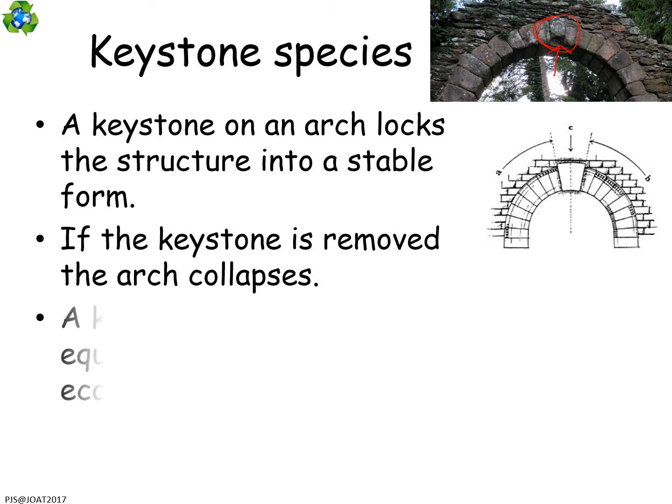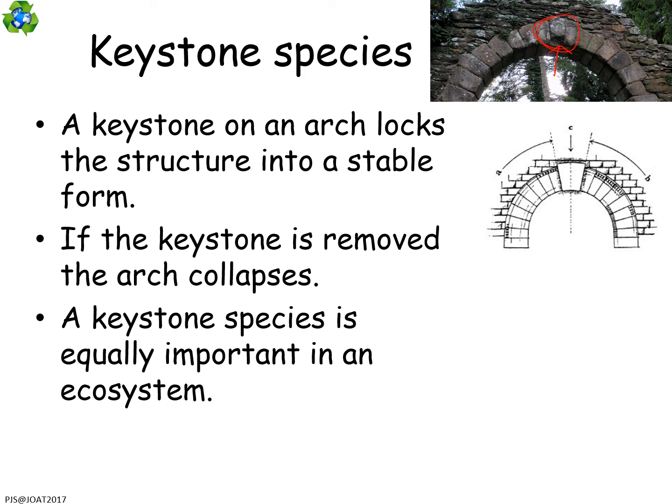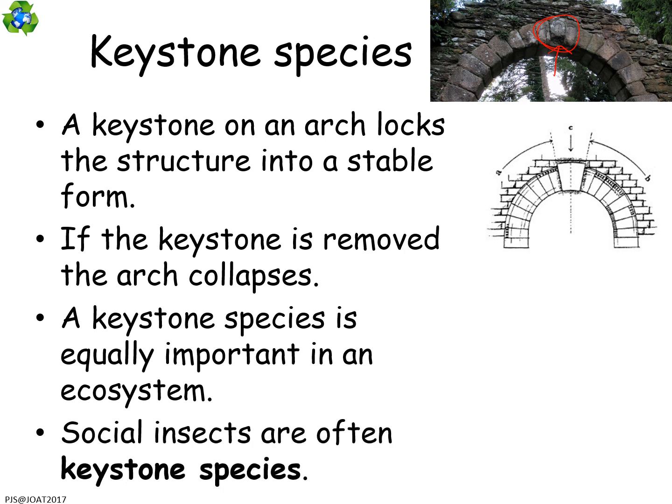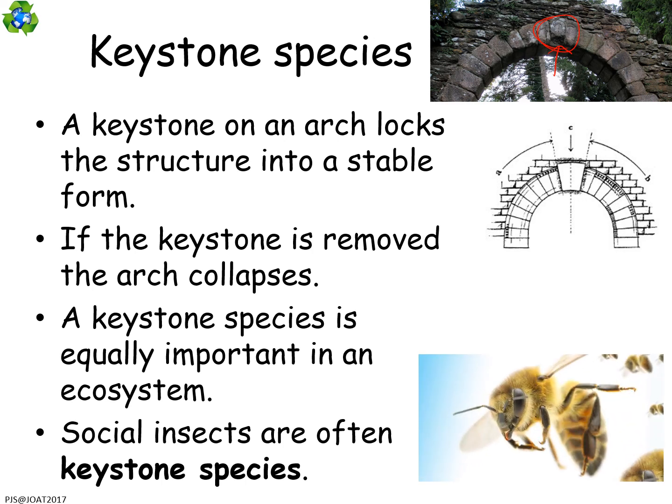And so that idea has been brought into the idea of a species in an ecosystem. So in an ecosystem, what you might have is one species that you maybe don't even know is a keystone until it's removed. Social insects are very often keystone species. Without them, the entire thing doesn't work.